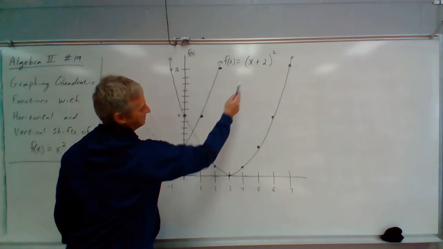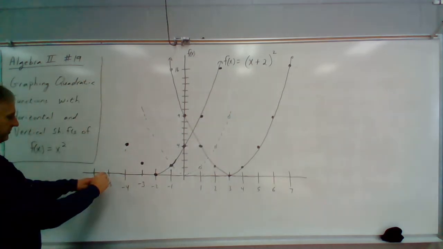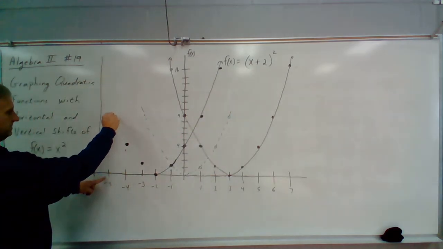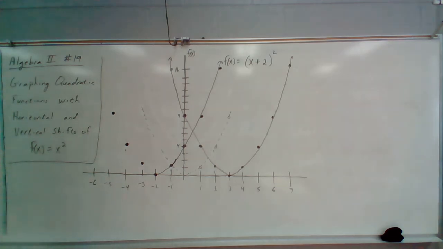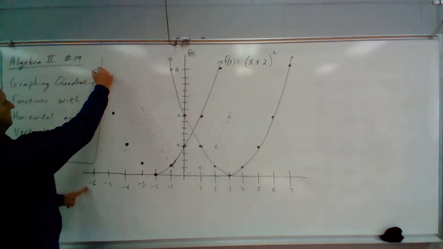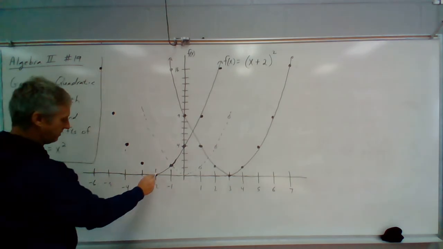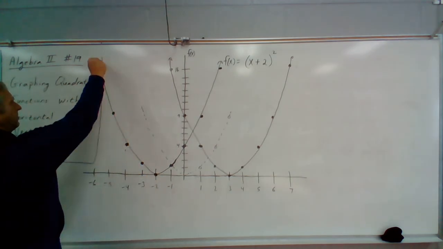Negative 5 plus 2 is negative 3. Negative 3 squared is 9. So I get that. If I plug in a negative 6, negative 6 plus 2 is negative 4. Negative 4 squared is 16. That goes up there. And we get that.